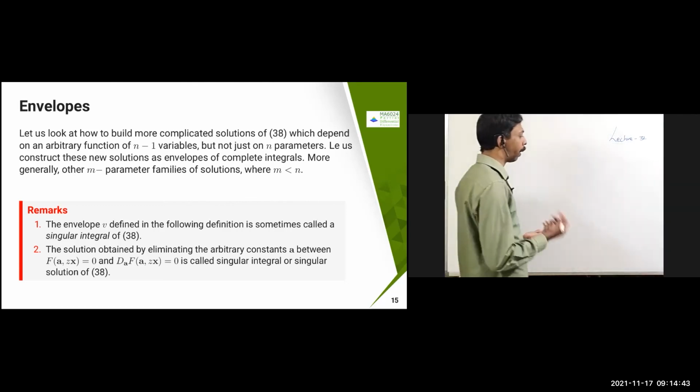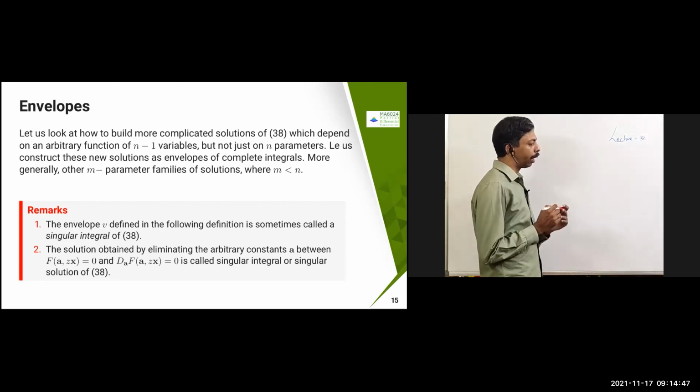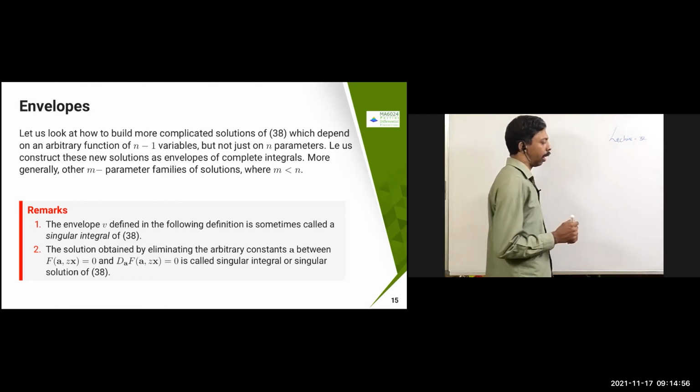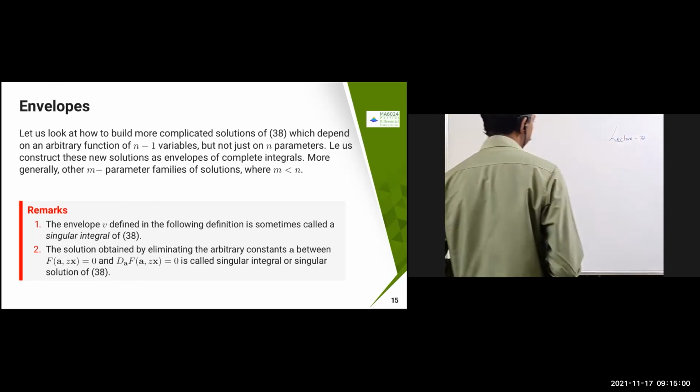How to build more complicated solutions for this problem, which depend on an arbitrary function of n-1 variables, but not just on n parameters. Now, n-1 variables, but not just on n parameters. Let us see how to construct these new solutions. That is going to be called the envelope of the complete integral.